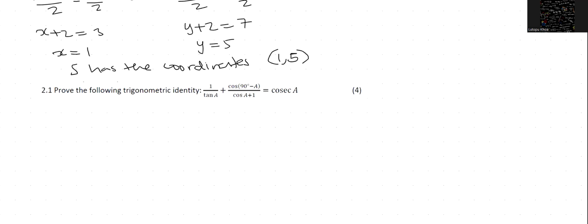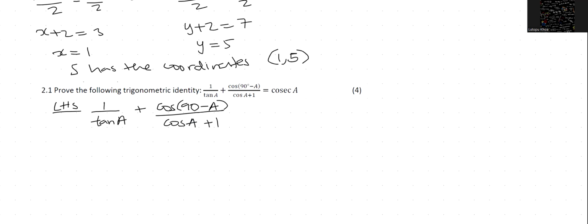Question 2.1, we have to prove this identity. When you're proving identities, remember that you need to work on one side only, until what you have is the same as the other side. Usually you want to pick the side that looks more complicated. So here the left-hand side looks more complicated. Once you've picked a side, you need to write it down. So this is 1 over tan A plus cos of (90 minus A) over cos A plus 1.